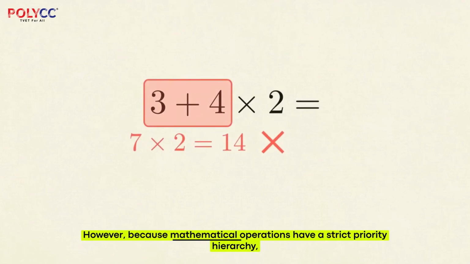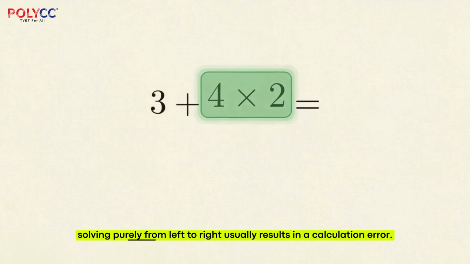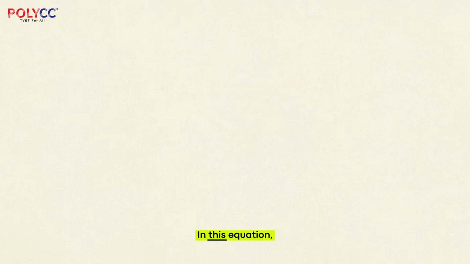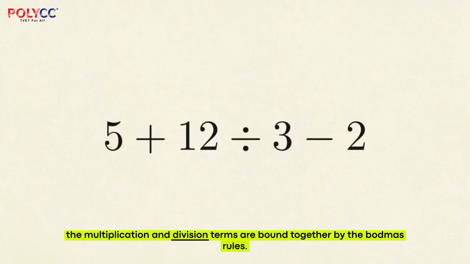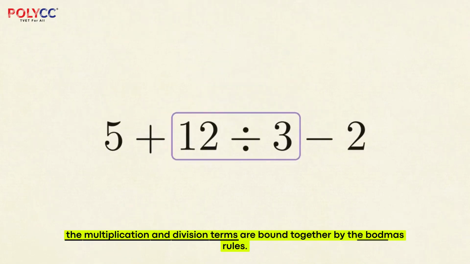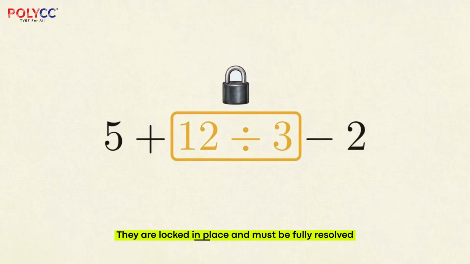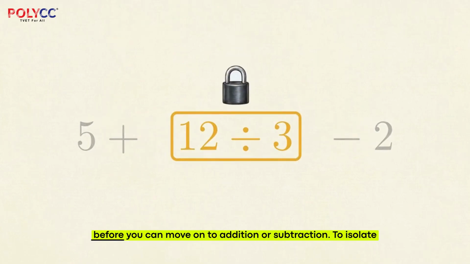However, because mathematical operations have a strict priority hierarchy, solving purely from left to right usually results in a calculation error. In this equation, the multiplication and division terms are bound together by the BODMAS rules. They are locked in place and must be fully resolved before you can move on to addition or subtraction.